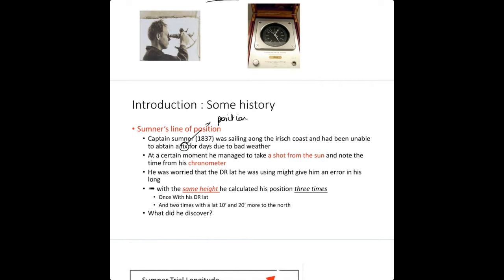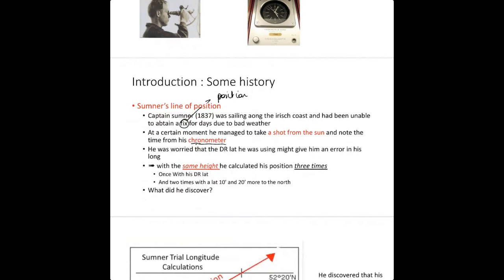Okay, but then at a certain moment, he did manage to take a shot of the sun, and he noted the time on his chronometer. His only worry was that his dead reckoning position, his estimated position, on which he was basing himself, might have an error in the latitude. Okay, so what did he do with the same height that he obtained from his observation, the only shot that he could take?